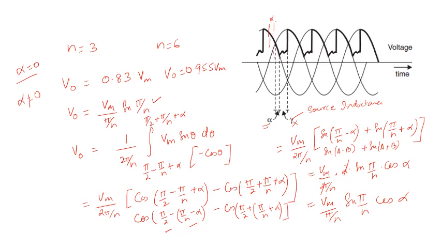Now if you check the similarities between this formula and your derived V naught, this part is the V naught part, and there is one cos alpha addition. So the DC component is your original V naught times cos alpha. You just have to add one cos alpha to get the voltage, for a three-phase voltage. I hope this is clear, this is one of the formulas.